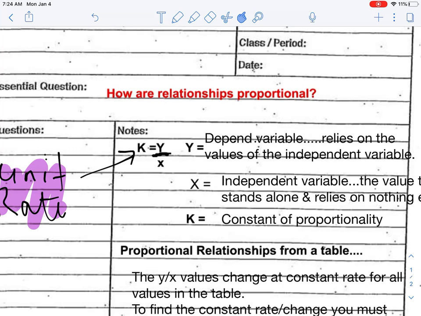I do want to just fix one thing up here, if I may. I think I have to. Well, here's how I'm going to do it. This is a dependent variable. Sorry, it won't let me fix that.